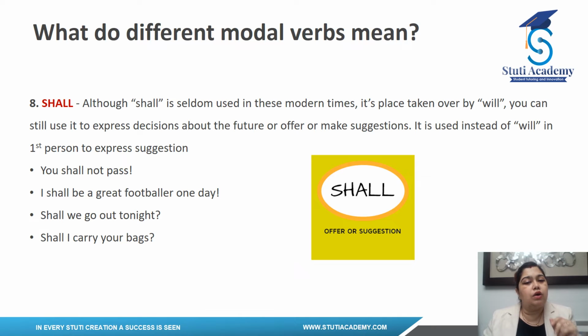Shall we go out tonight? It's a question and I am suggesting. So I am suggesting, shall we go out tonight? Shall I carry your bags? So what am I doing here? Again, suggestion and an offer. If you say yes, I will. I'm offering my help, so I'm offering my services. So shall I carry your bags? So again, suggestion, offer.